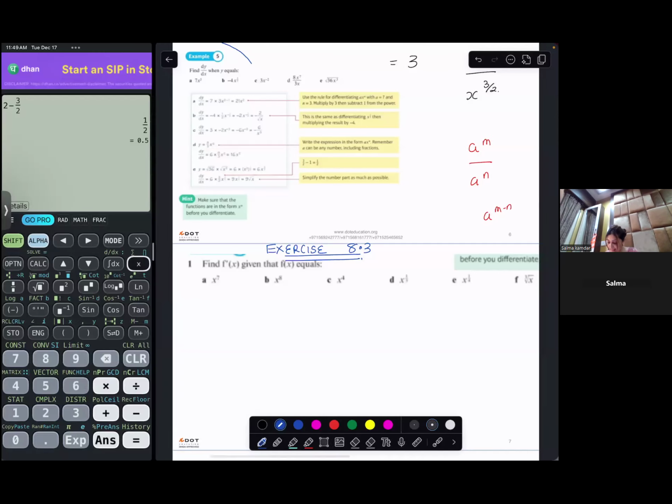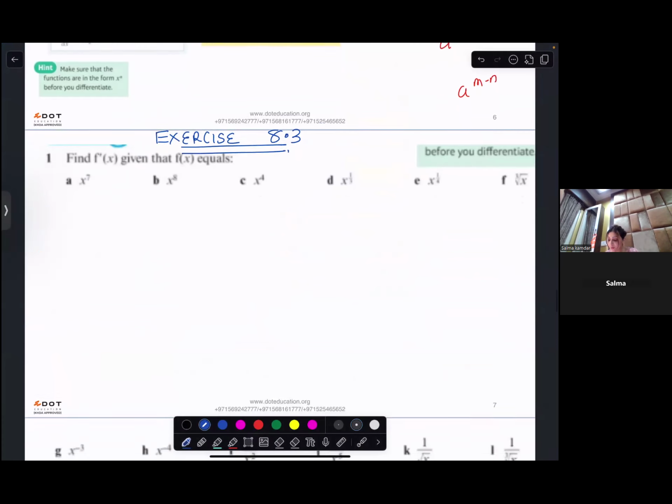Everyone, we are doing exercise 8.3, question number 1, chapter 8, Edexcel Year 1 Pure Maths, differentiation. You're given f(x) and you're supposed to find f'(x). So my f'(x) over here is going to be 7x^6, x raised to n, bring it down. So 8, I'm bringing down, so it's going to be 8x^7 over here.